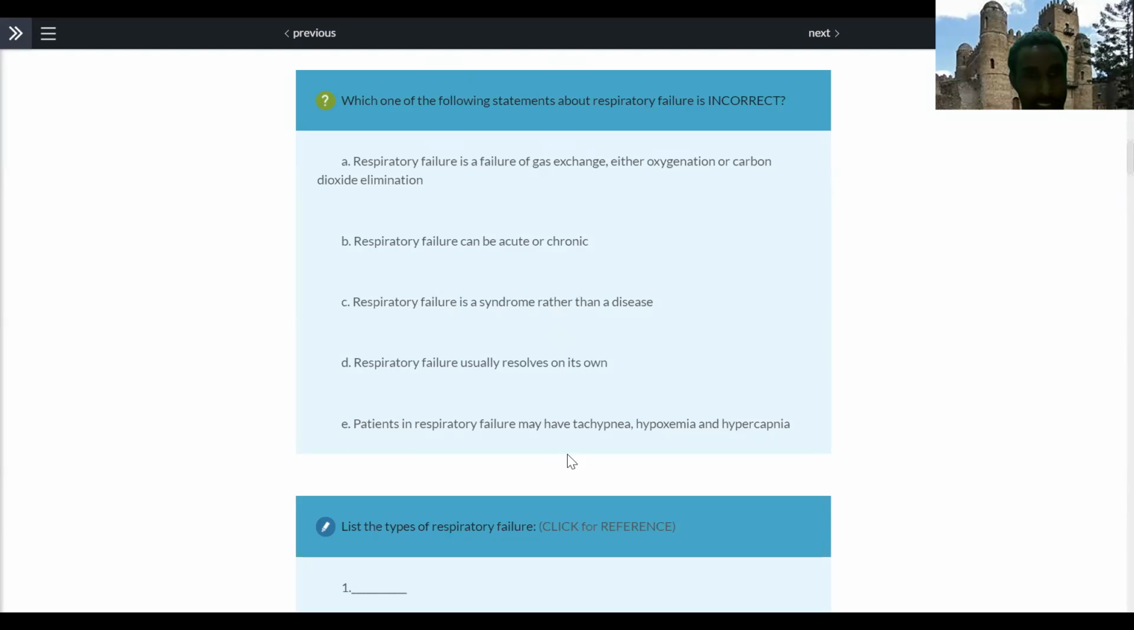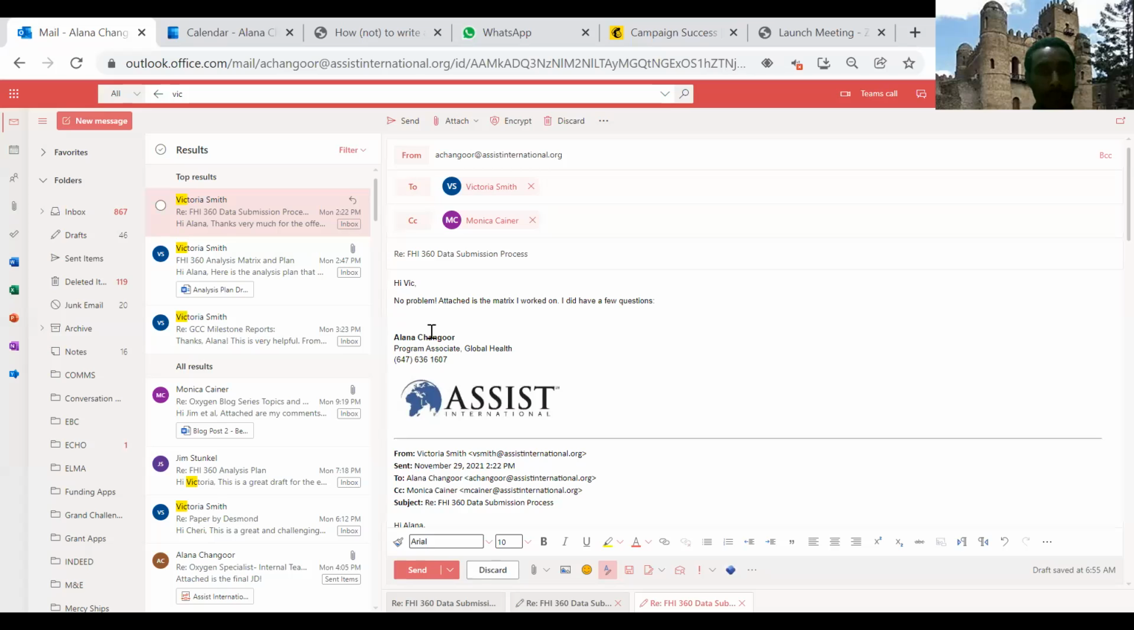The first one said respiratory failure is a failure of gas exchange, either oxygenation or carbon dioxide elimination. Yes, it is a correct statement. As we have said, the function of respiration is to deliver oxygen for cellular respiration and to excrete the byproduct carbon dioxide from our body. So any abnormality in the delivery of oxygen or in the excretion of carbon dioxide is called respiratory failure. The second one is B, respiratory failure can be acute or chronic. This also is a correct statement. Some diseases may result in acute rapid failure of this respiratory function, and some diseases may take prolonged time to result in respiratory failure.